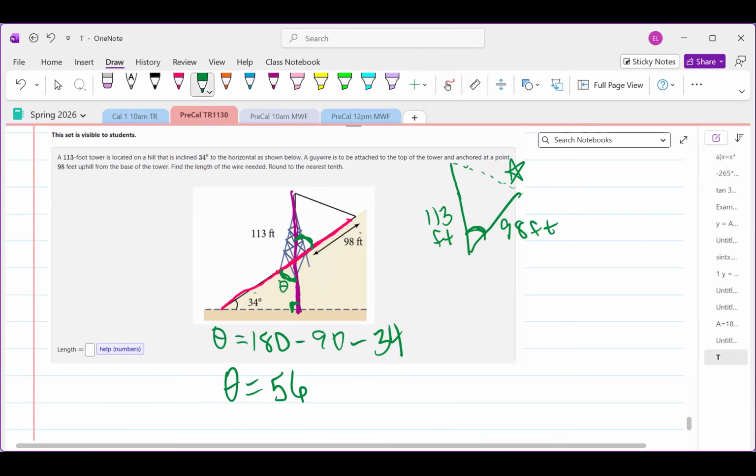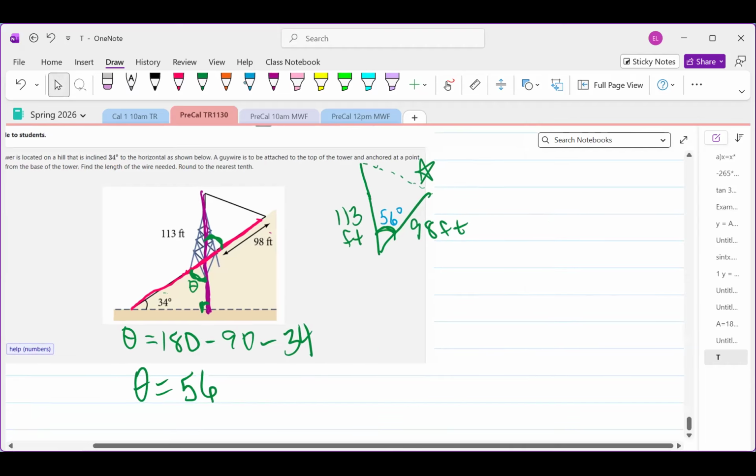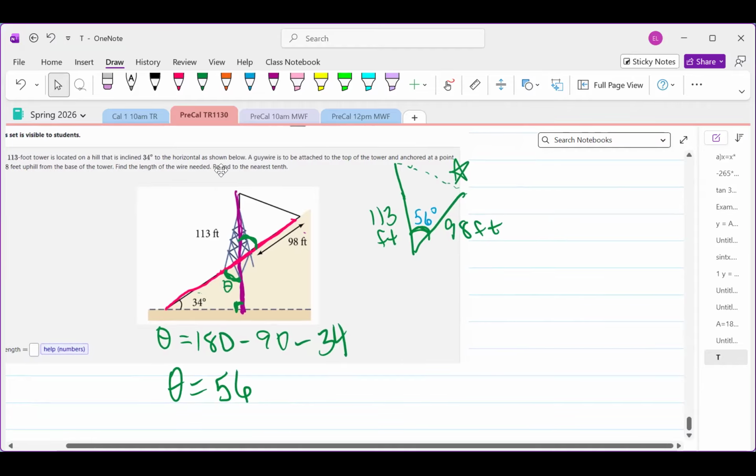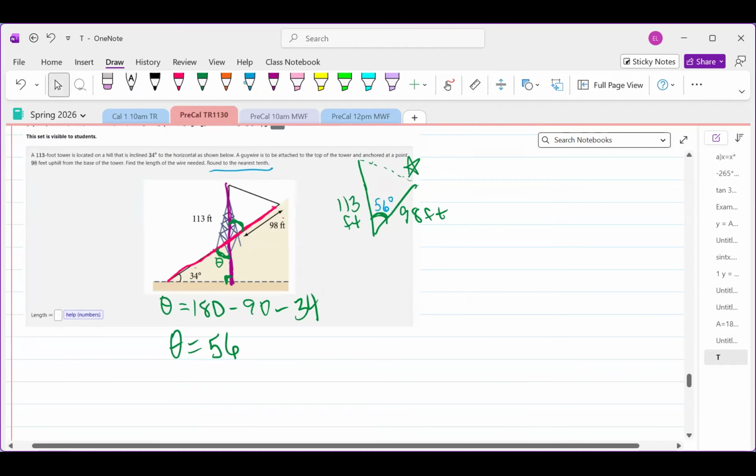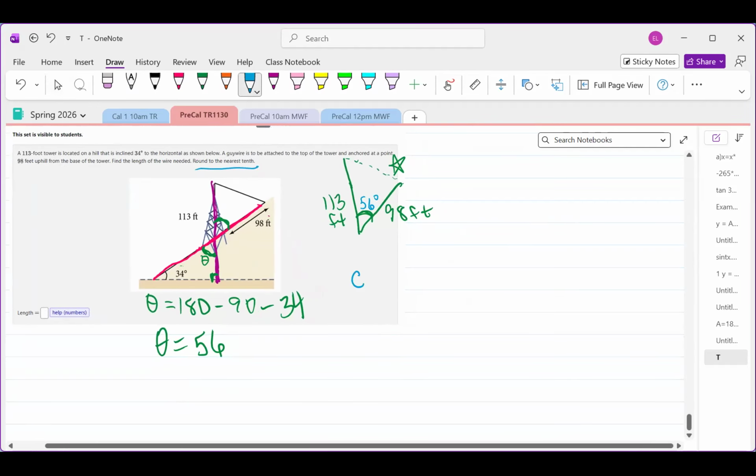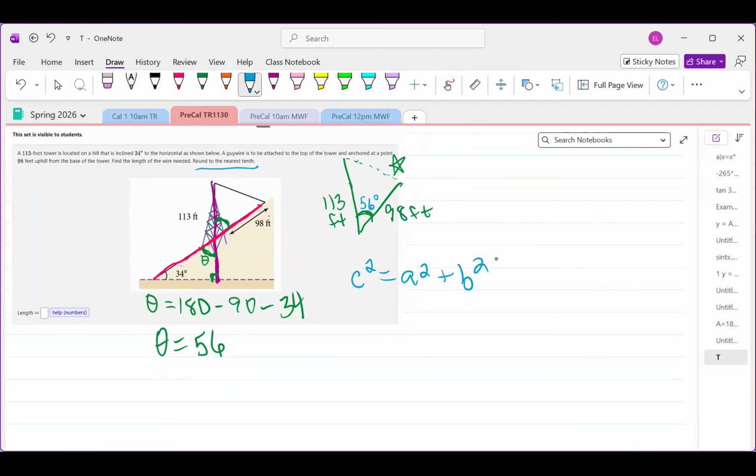So in our triangle, the angle in between the two sides is 56 degrees. So these are the numbers that you have to use for the law of cosines. And then they tell us to round to the nearest tenth. So our law of cosines formula is c squared equals a squared plus b squared minus 2ab cosine gamma. That's how it'll be written on the test.